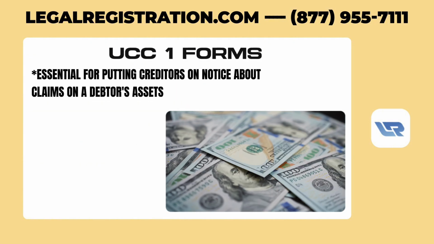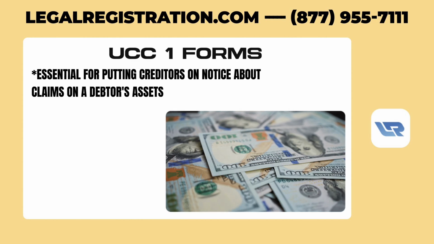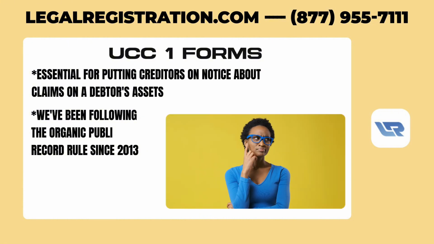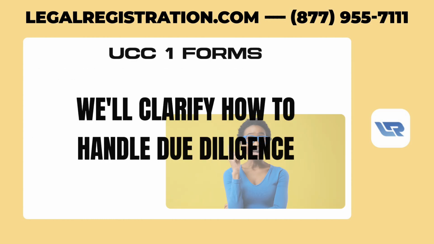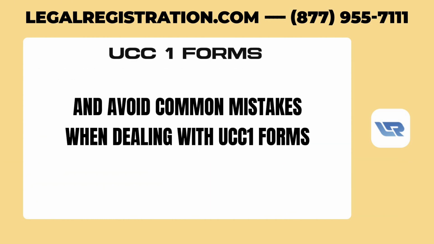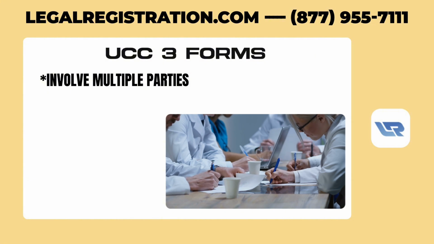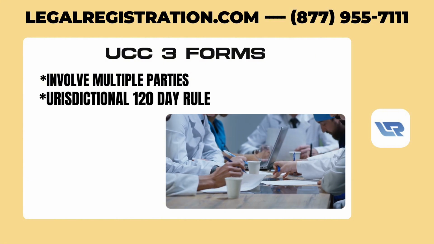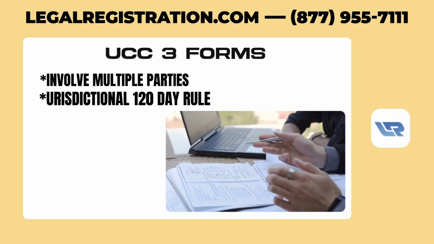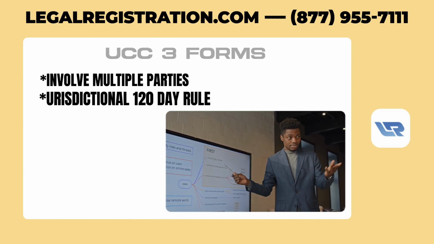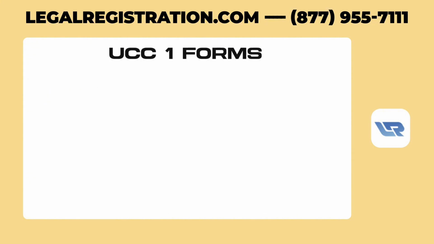First, let's delve into UCC1 forms. These documents are essential for putting creditors on notice about a claim on a debtor's assets. Since 2013, we've been following the organic public record rule, which sometimes still causes confusion. We'll clarify how to handle due diligence and avoid common mistakes when dealing with UCC1 forms. Next, we'll discuss UCC3 forms, which involve multiple parties and the jurisdictional 120-day rule. If time permits, we'll also cover some recent developments that impact how law firms conduct due diligence. Let's begin with UCC1 forms.